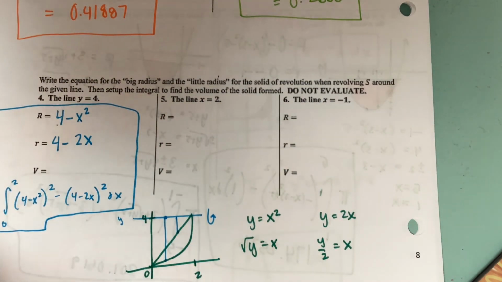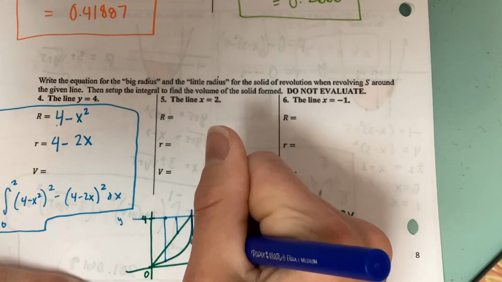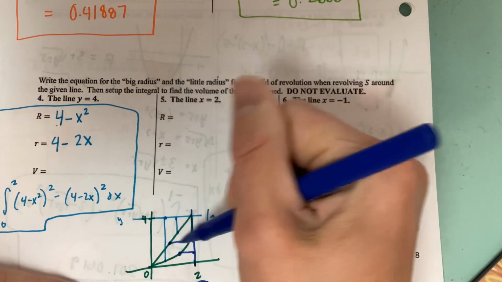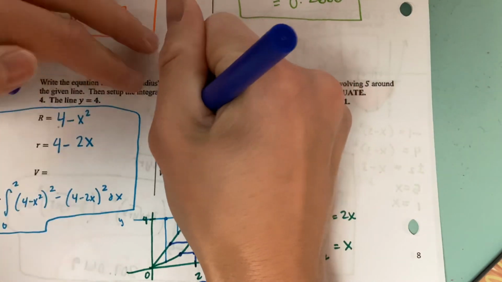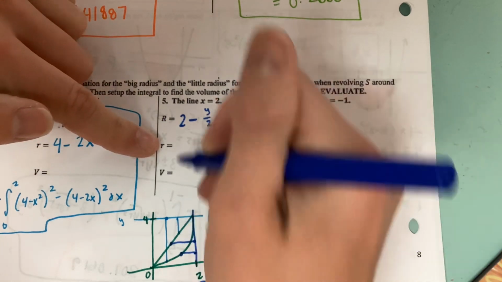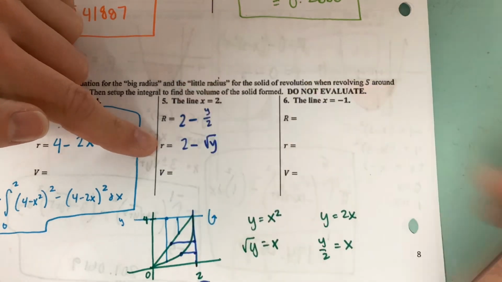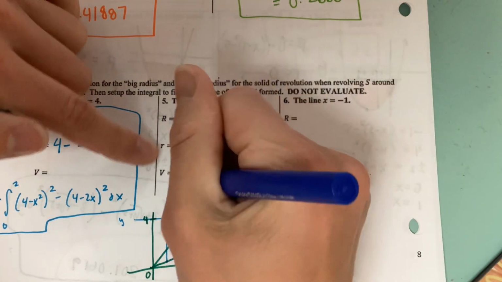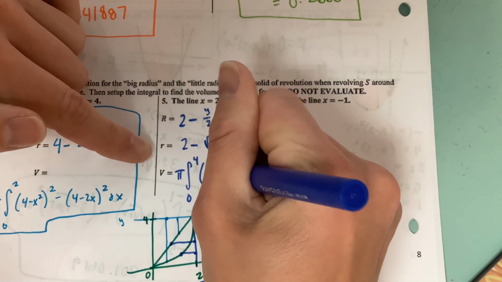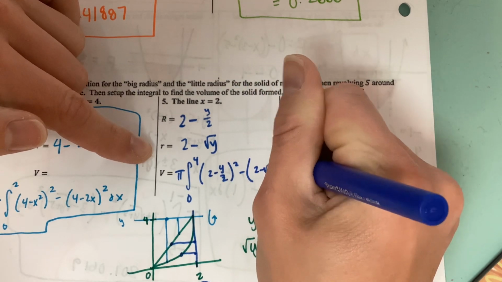Next one, around the line x equals 2. Now we're talking about this line. From my axis of revolution to the outside and then to the inside. The big radius, right minus left, is going to be 2 minus the linear y over 2. Little radius is going to be 2 minus the quadratic, which is the square root of y, and we're in terms of y on this one. So my bounds are from 0 to 4, big radius 2 minus y over 2 squared, minus little radius 2 minus the square root of y squared, dy.